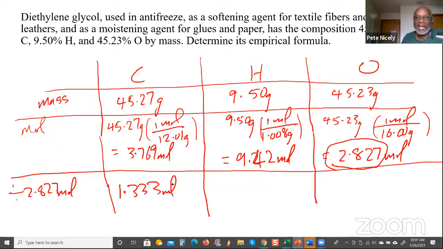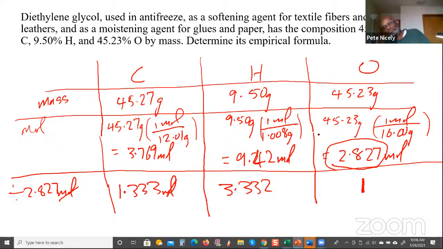And in the case of hydrogen, it's 9.42 divided by 2.827. According to my calculation, this gives you 3.332. By the way, the moles will not be there because the moles cancel out, so there should be no units when we do this part. And then this would give you 1.